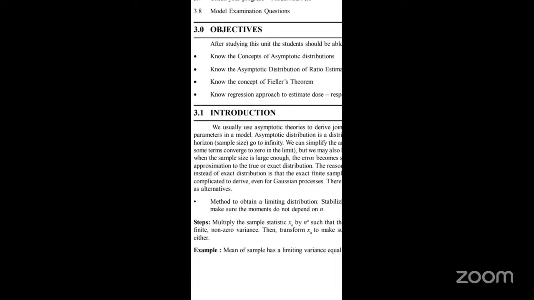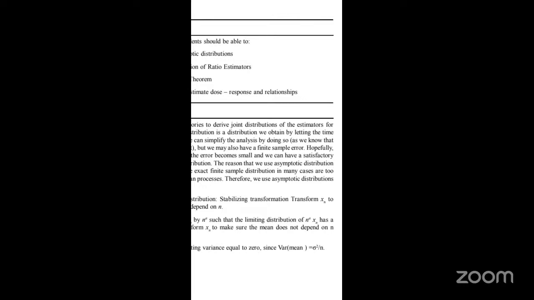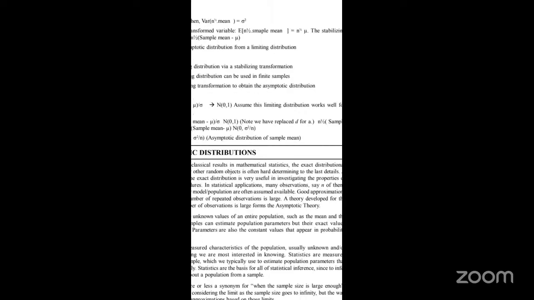The sample mean has a limiting variance equal to 0, since the variance is sigma squared by n. Multiply by n to the power of 1/2, then the variance of n^(1/2) times the sample mean equals sigma squared. Check the mean of the standardized variable: the expectation of n^(1/2) times the sample mean equals n^(1/2) times mu. The stabilizing transformation is n^(1/2) times (sample mean minus mu).